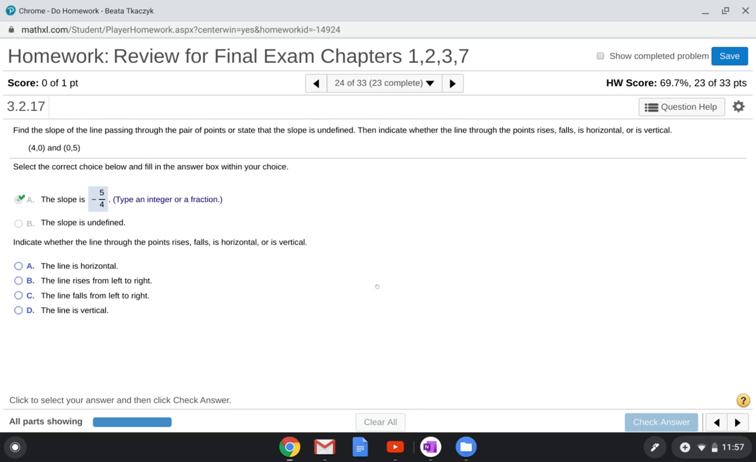Okay, moving to the next one. Indicate what happens when you have a negative slope. The straight line will go down. So the line falls from left to right. So that's C.